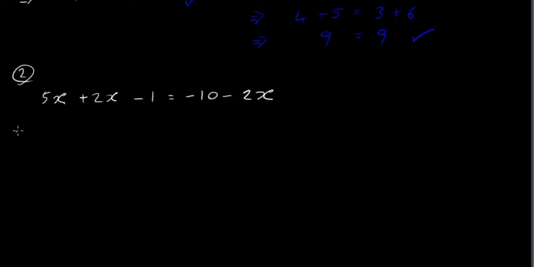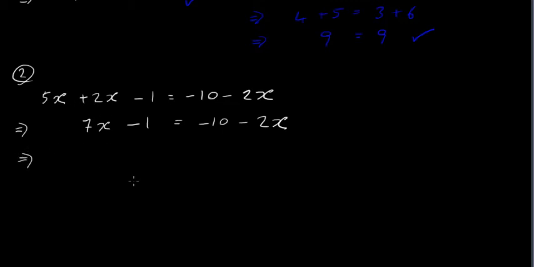Well, let's start here on the left hand side first. If you look at this here, you've got a 5x and a 2x together here. We can add these two here. A 5x plus a 2x is actually going to give us 7x. We've got minus 1 equals minus 10 minus 2x. So I've just simplified the left hand side.